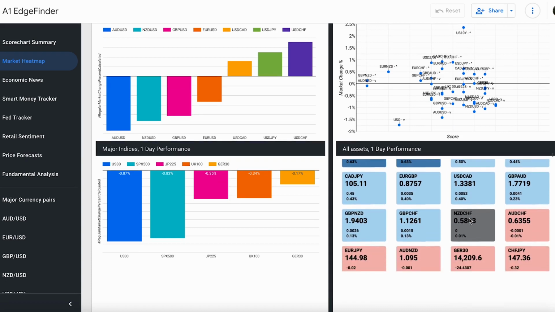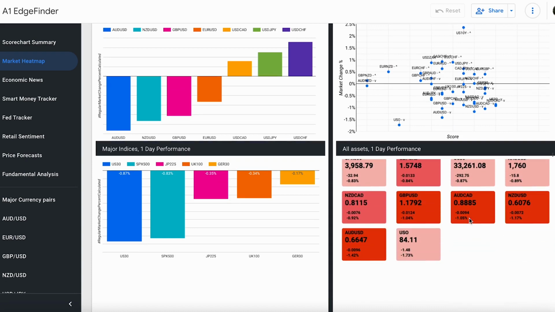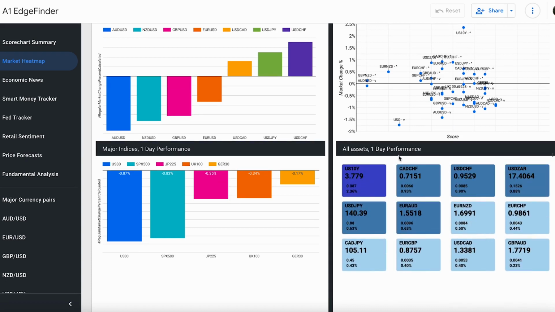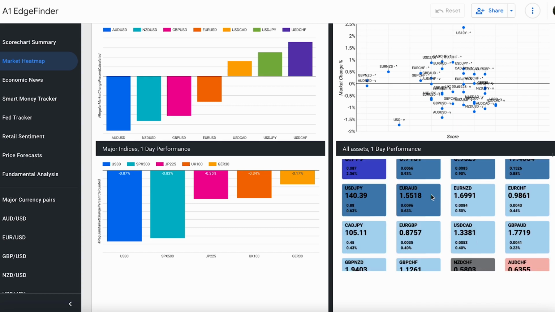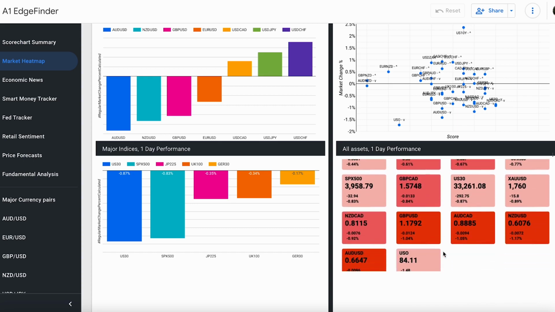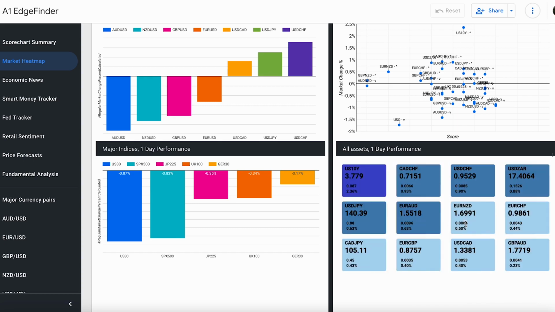All assets are right here. We can see everything that we have listed in the EdgeFinder, listed in these little boxes here. I'll get to this in just a second, but I'll go ahead and tell you the darker the blue is, the stronger the move to the upside, and the darker the red, the stronger the move to the downside.